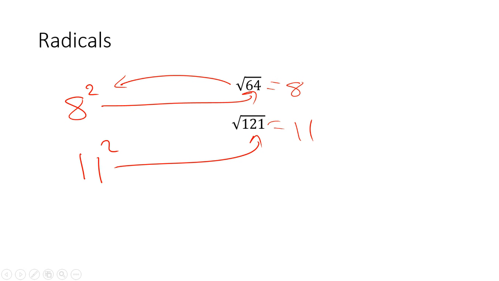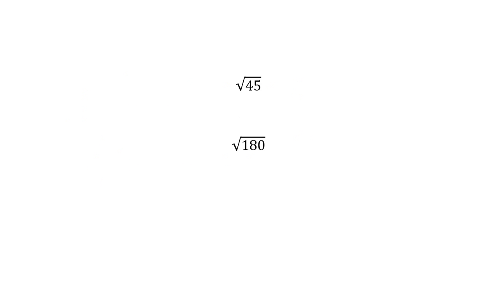So when you take the square root, you're trying to find what number squared gets you the number underneath the radical. And the ones up to at least 12, hopefully you remember: 1, 4, 9, 16, 25, 36, 49, 64, 81, 100, 121, 144. And then after that, you've got 169, 196, 225, etc. So hopefully you know at least the basics so that when you see these, you can go, okay, I got that real quick.